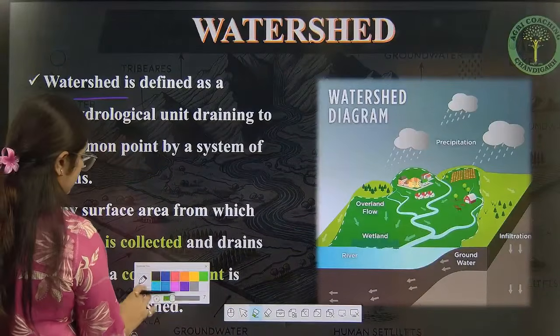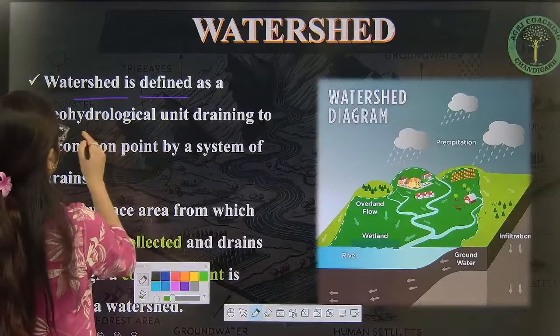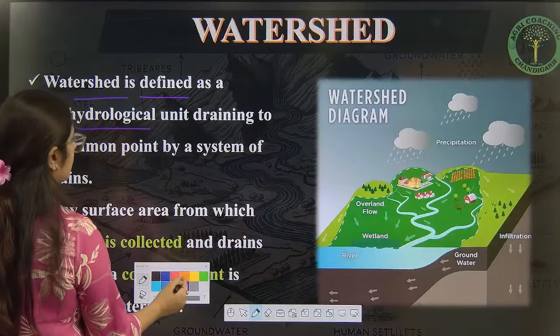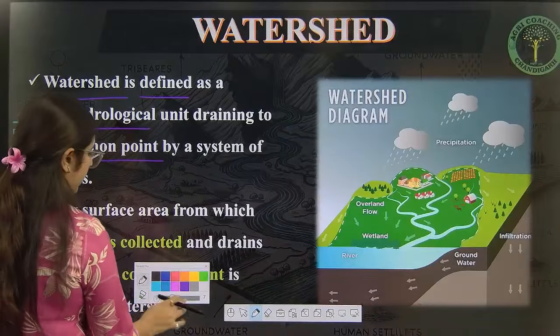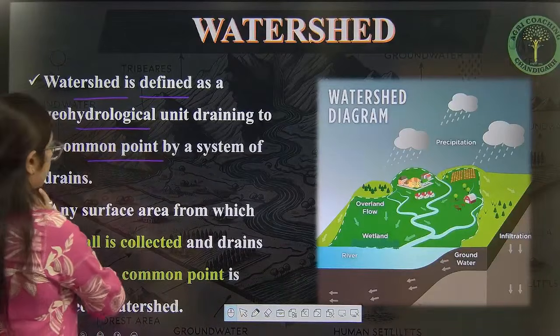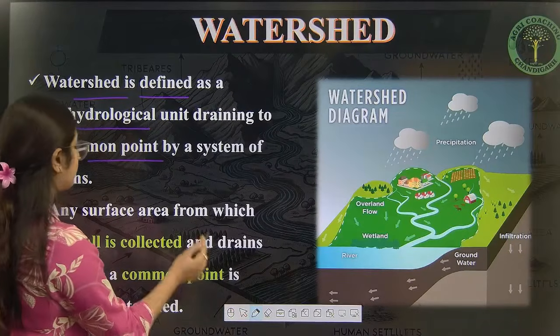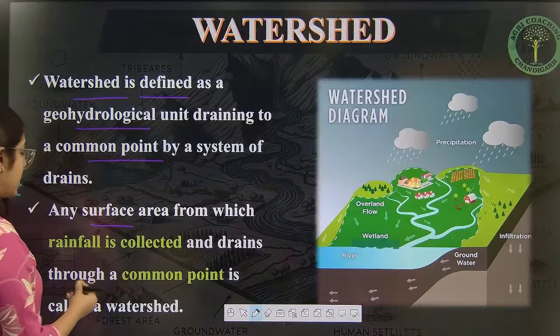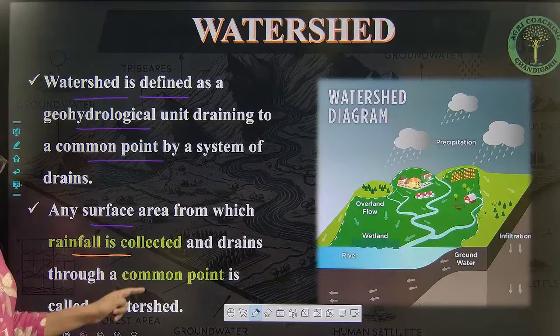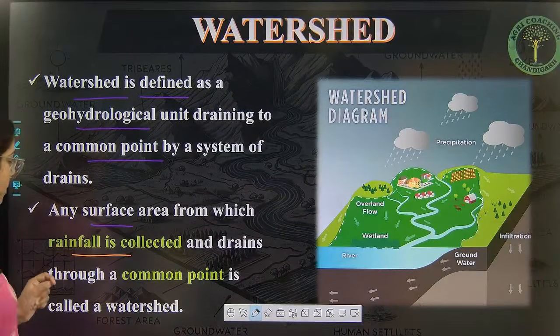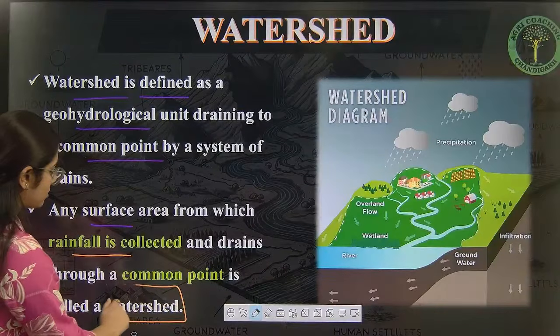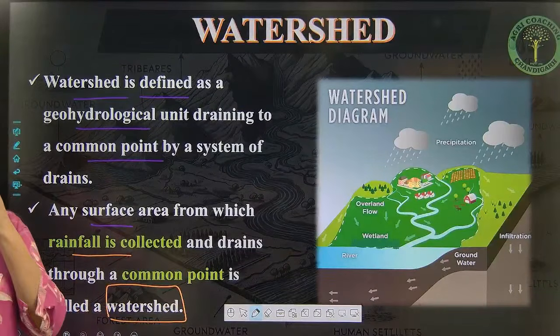Watershed is defined as a geohydrological unit draining to a common point by a system of drains. Any surface area from which the rainfall is collected and drains through a common point is called a watershed. Okay, so particularly this is known as your watershed.